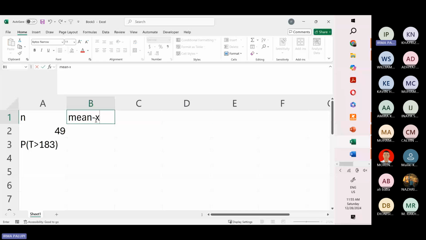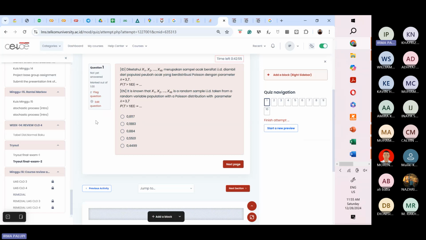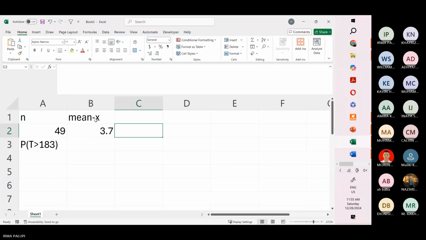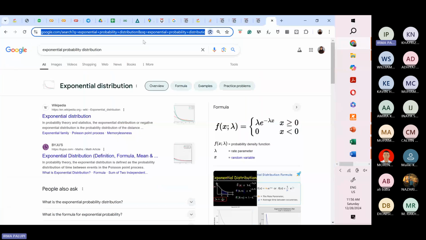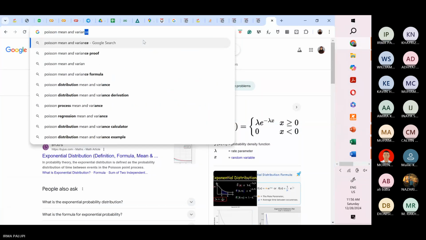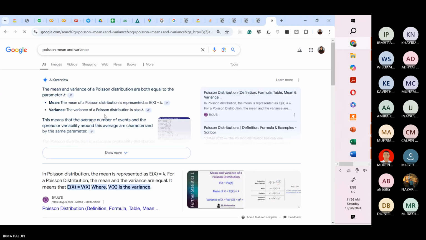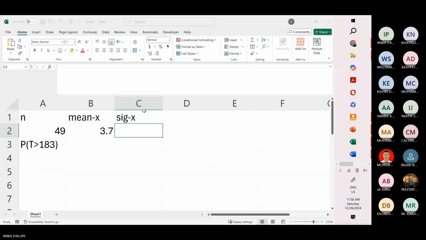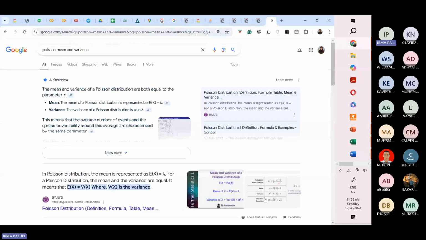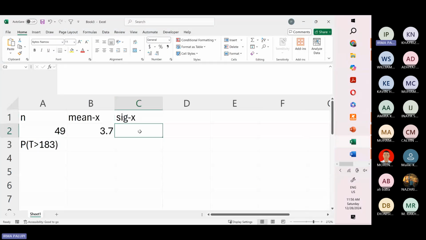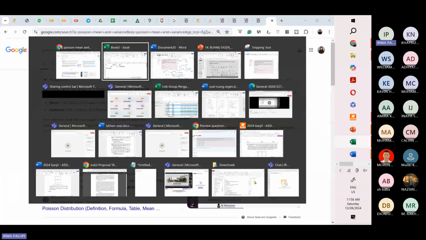And X is lambda, right? Since X is Poisson, the mean of X is equal to lambda, so it equals 0.2. And for Poisson, the mean and the variance are equal, right? Mean of the Poisson distribution is lambda and the variance of the Poisson distribution is lambda. Okay, that's the variance, and so sigma is the square root of it. And this is for X.